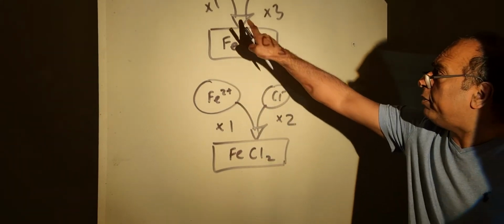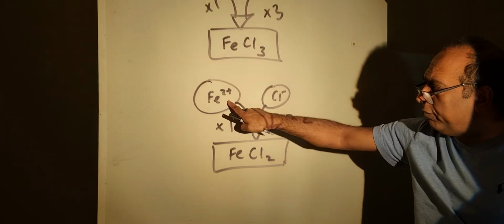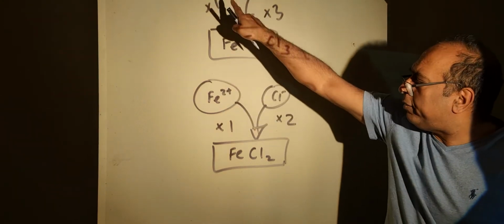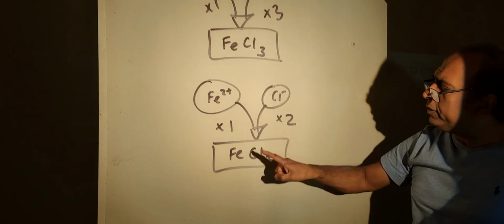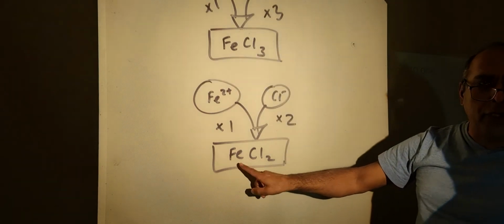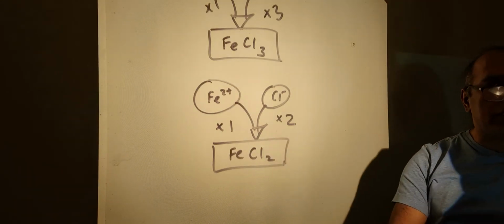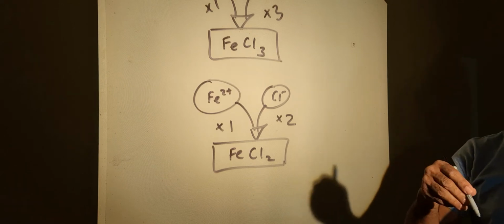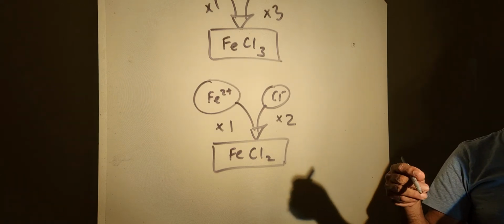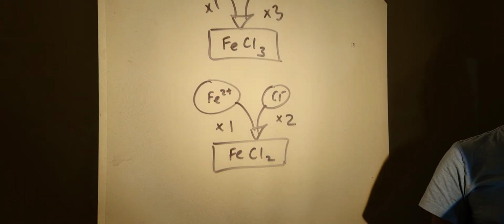Can you see iron 3 plus, iron 2 plus? That's iron 3, this is iron 2. This is called iron 3 chloride. This is called iron 2 chloride. So the name is different. When we write it down, we show the 2 or the 3 as Roman numerals in a bracket.